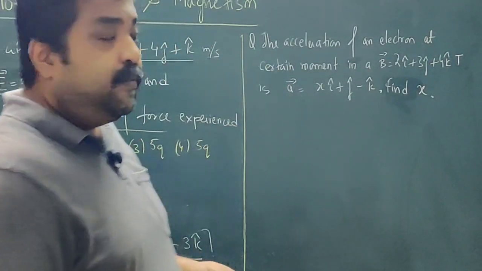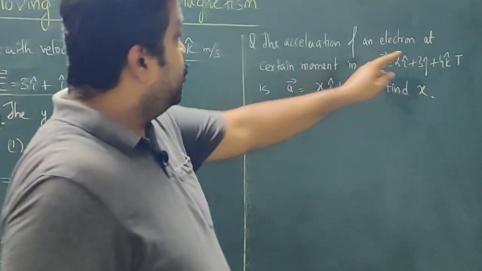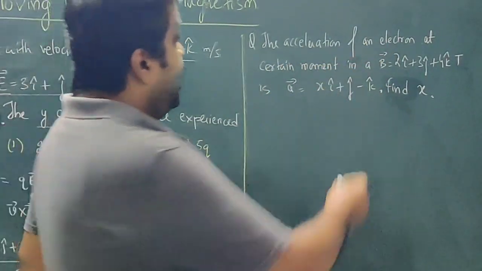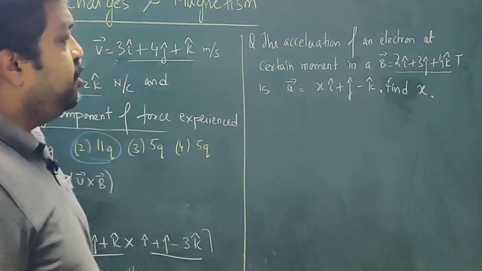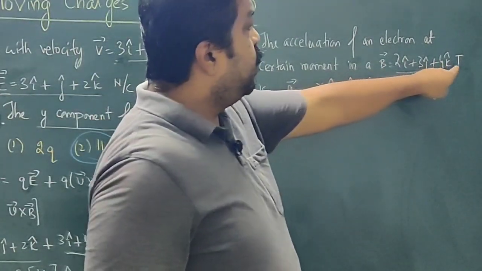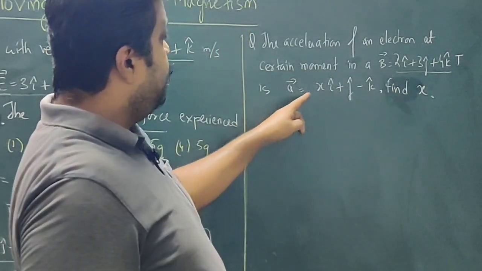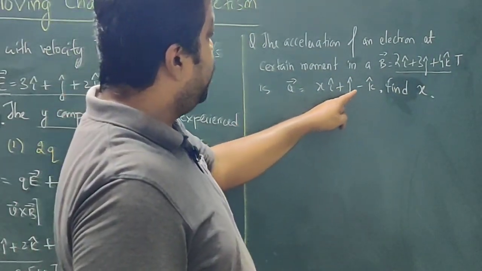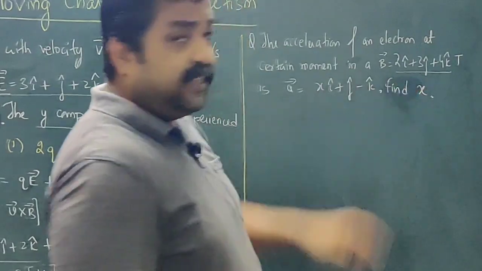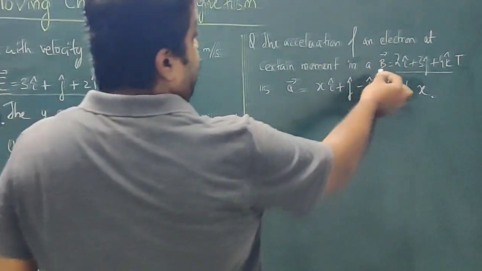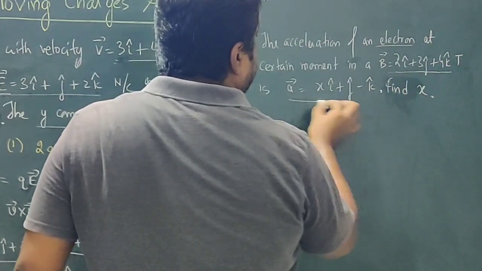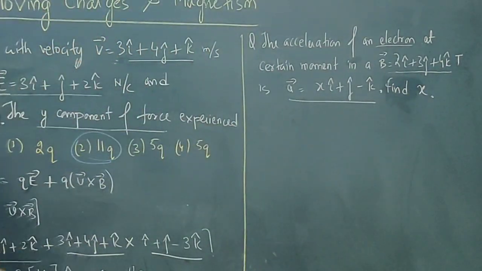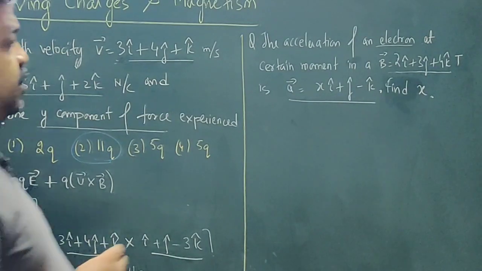Achha, next we have this question. The acceleration of an electron at a certain moment in a magnetic field, this is the value of the magnetic field, 2i cap plus 3j cap plus 4k cap Tesla, is a equal to x i cap plus j cap minus k cap. Find x. So if the charged particle, this electron, is moving in this magnetic field, acceleration is this, and no other information is given, and you are asked to find the value of x.